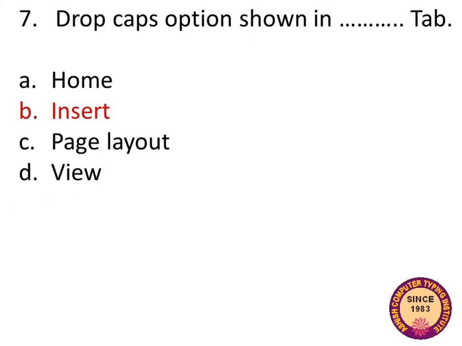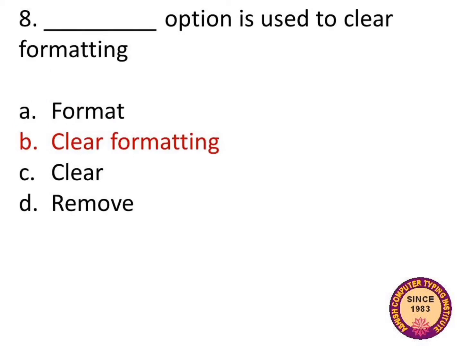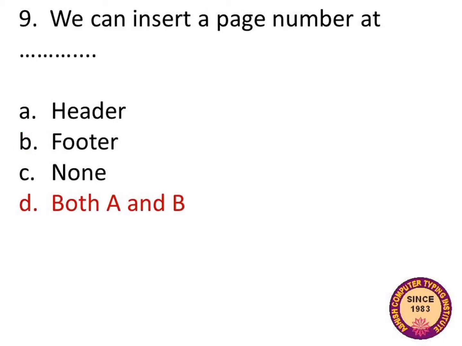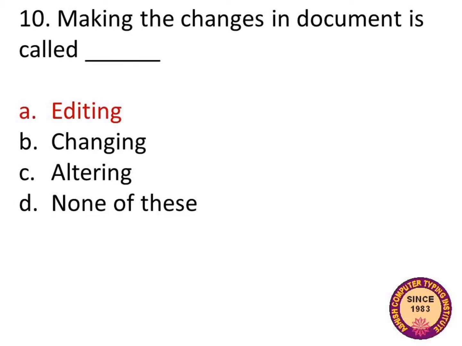Drop caps option shown in dash tab. Answer is insert. Dash option is used to clear formatting. Answer is clear formatting. We can insert a page number at dash. Answer is both A and B, that is header and footer. Making the changes in document is called dash. Answer is editing.